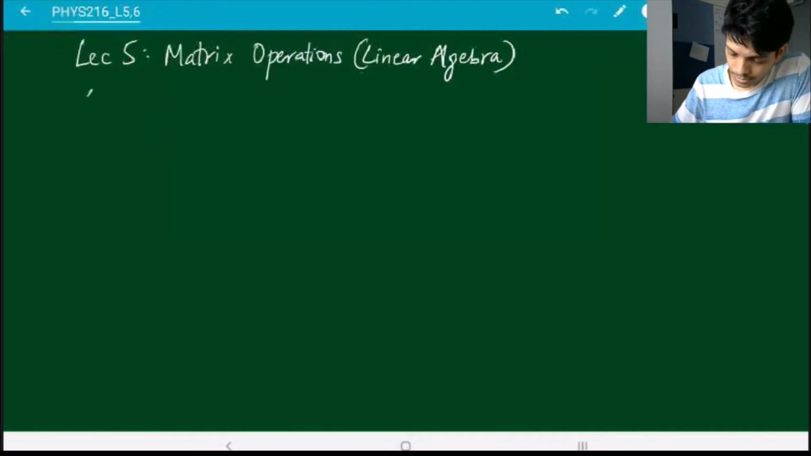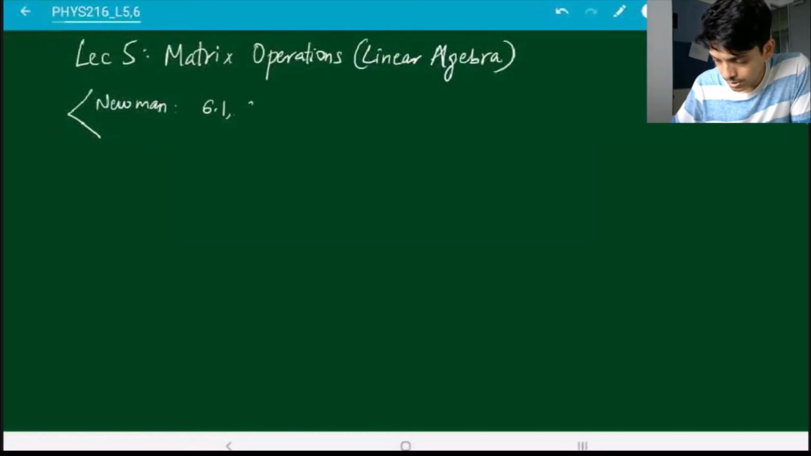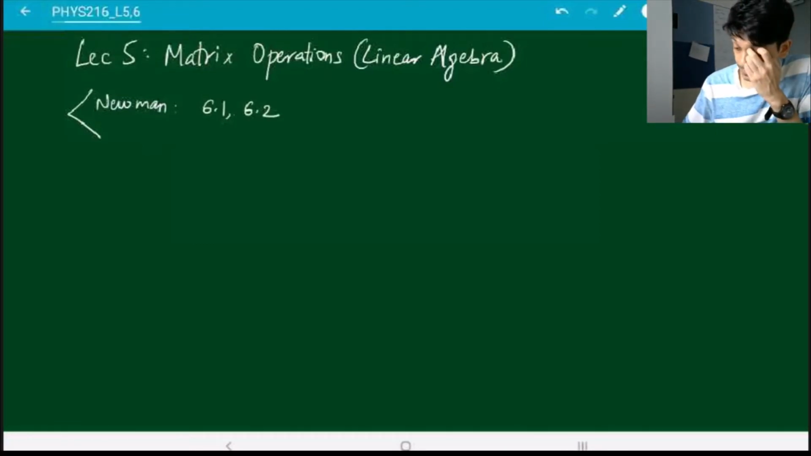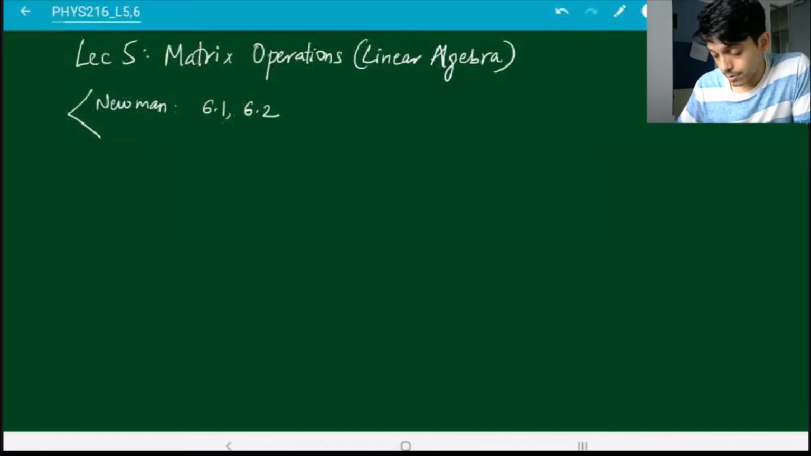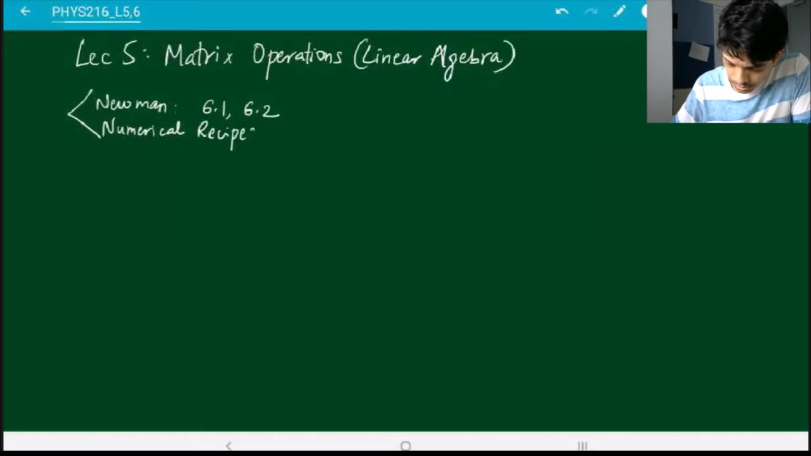For this, you can refer to the book by Newman, and the relevant sections over here are 6.1 and 6.2, which by and large covers everything that we want to talk about, plus a few more things. But if you want to look at more details on these topics, as well as various other techniques which we will not have time to discuss, then Numerical Recipes is a good place to check those out. And in that, you can look at chapters 2 and 11.